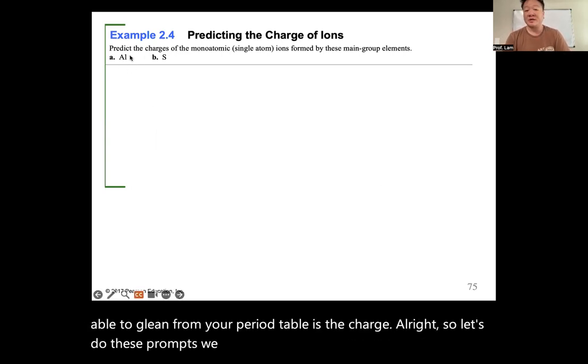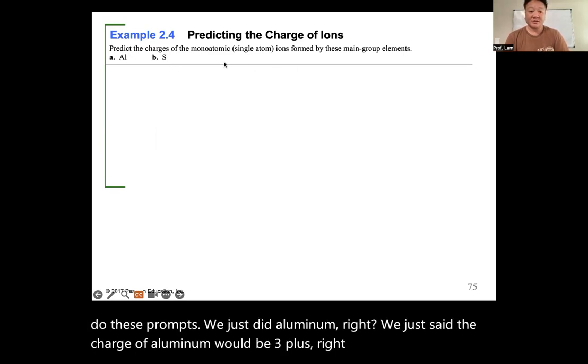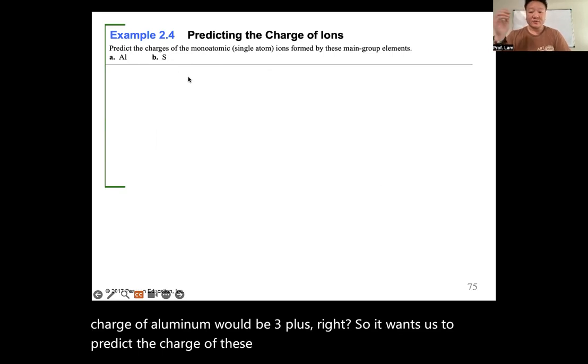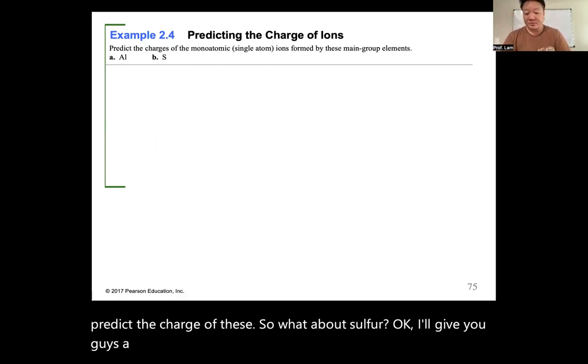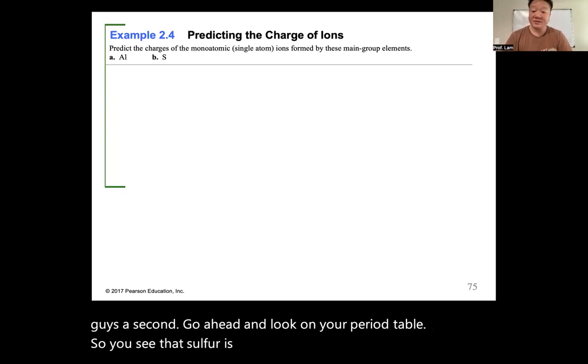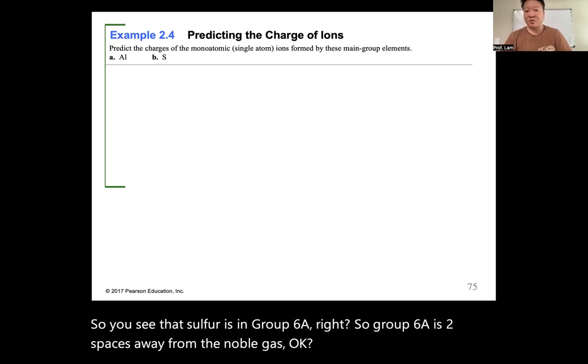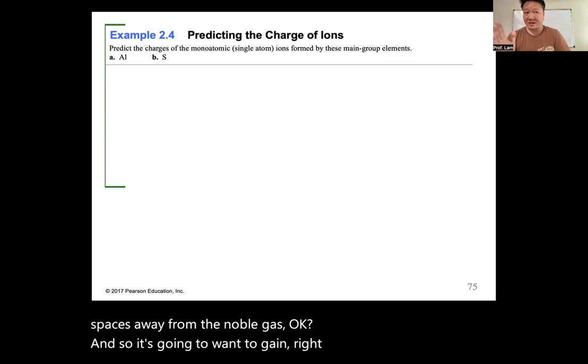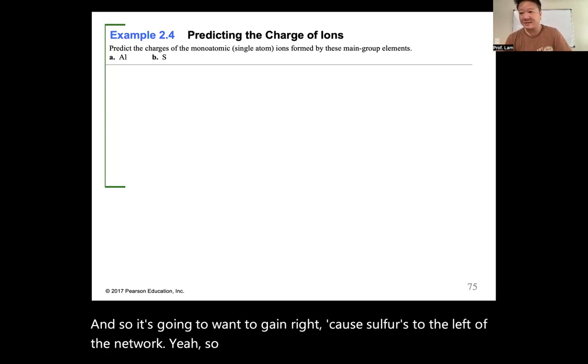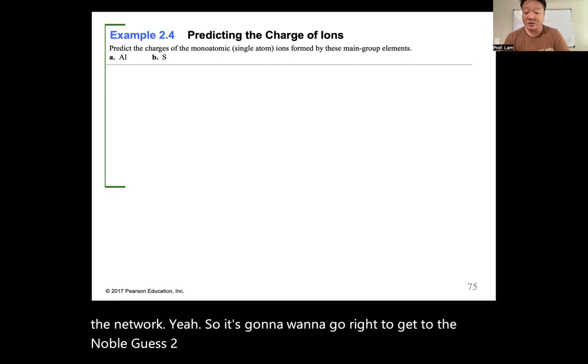We just did aluminum, right? We just said the charge of aluminum would be 3+. So it wants us to predict the charge of these. So what about sulfur? I'll give you guys a second. Go ahead and look on your periodic table. So you see that sulfur is in group 6A, right? So group 6A is 2 spaces away from the noble gas, okay? And so it's going to want to gain, because sulfur is to the left of the noble gas. So it's going to want to go right to get to the noble gas, 2 spaces. So you gain two electrons and therefore become 2-, all right?